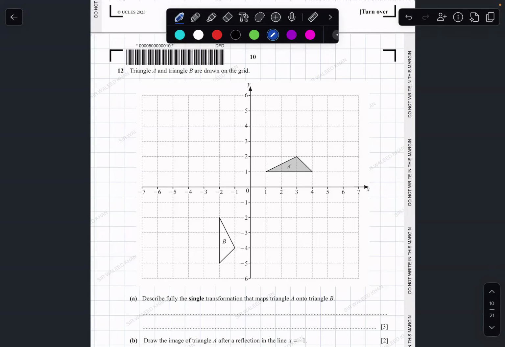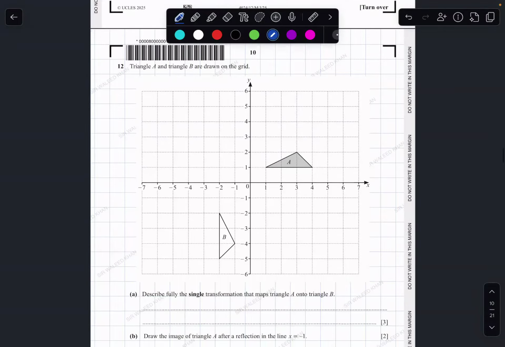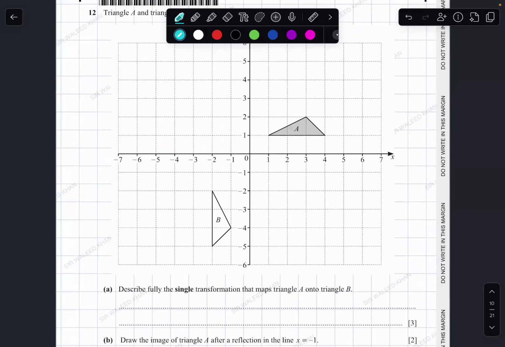Right. So tell me, what kind of transformation does it look like? Sir, it's rotation. Okay, is it rotation? Or does it look like a reflection? I'm not sure. I want you to be sure. In the paper you won't say I'm not sure. What does it look like? Just name any transformation other than enlargement. Is it rotation? Rotation. Okay, you also said rotation.